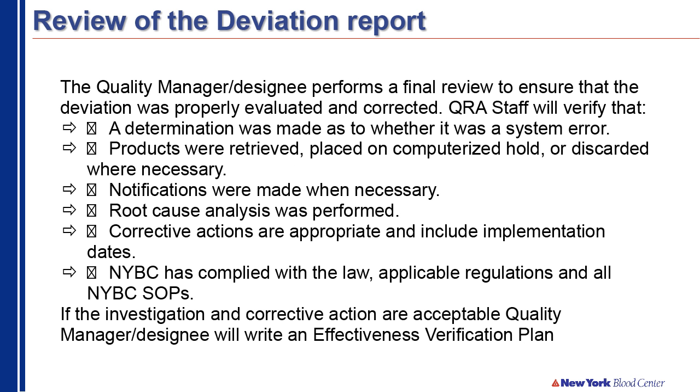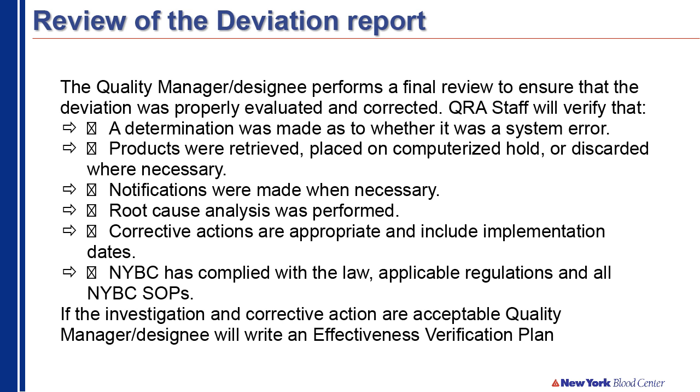The quality review will include the following based on the deviation. 1. A review to determine if a system error was identified, that 2. Products were appropriately placed on hold or discarded, that 3. Notifications were made and that there is evidence in the deviation. 4. RCA was performed. 5. Corrective actions are appropriate, and include dates of implementation. 6. Finally, that NYBC has complied with all NYBC procedures and applicable regulations.